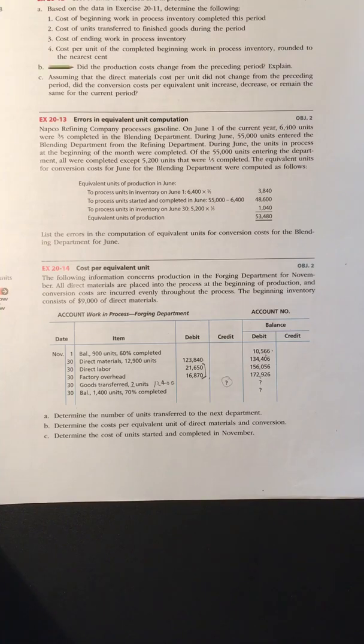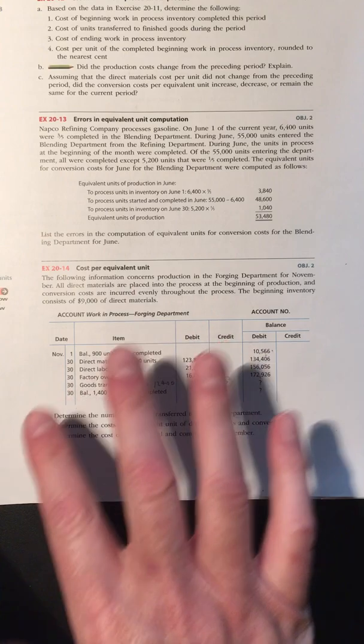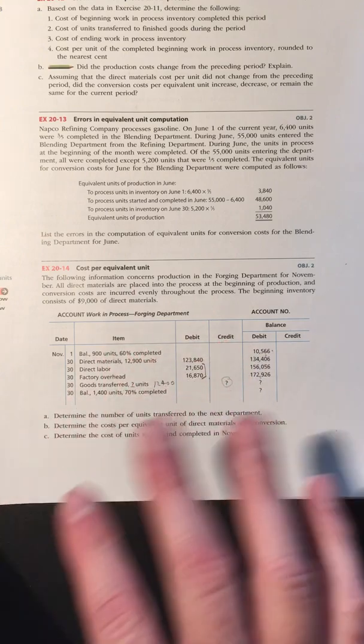Okay, let's take a look at one of these problems, and I'm going to use the cost of production report template. Like I mentioned before, I think it'd be a good idea to print these out, do them by hand, and then use that to transfer your answers to Cengage.